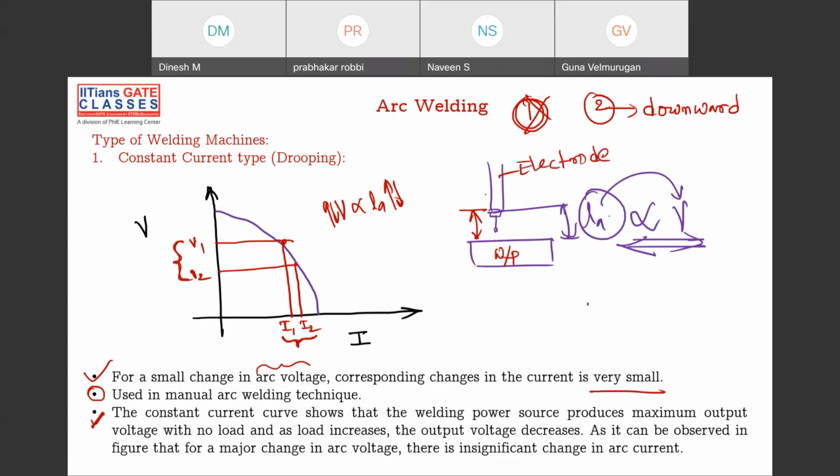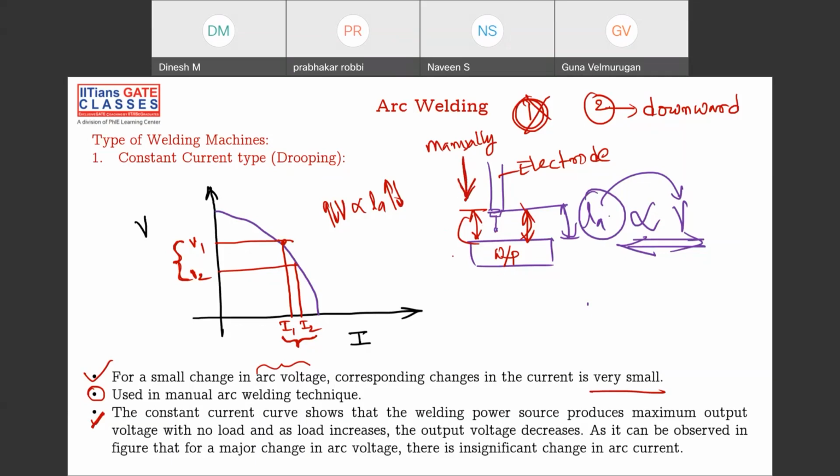So you have to do this downward movement to maintain the arc, right? If you are doing this downward movement manually, then what happens? You can't maintain a precise arc length. You can't maintain a proper distance between the workpiece and the electrode so that the arc is sustained. It might be increasing sometimes, it might be decreasing sometimes. Constantly you can't feed it, constantly you can't come down, because you're not a machine.